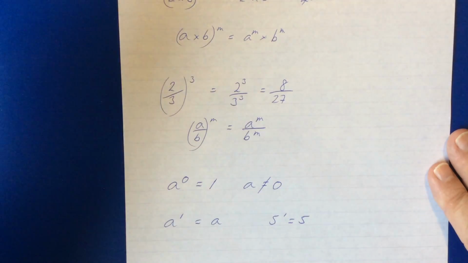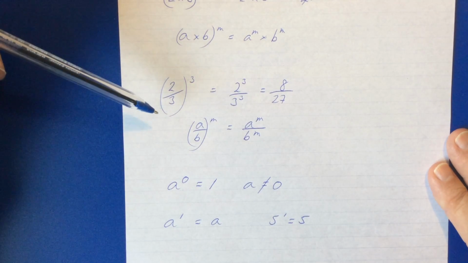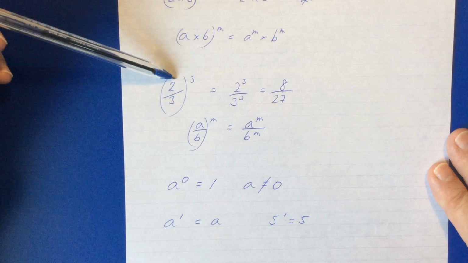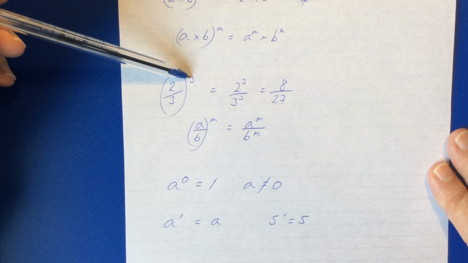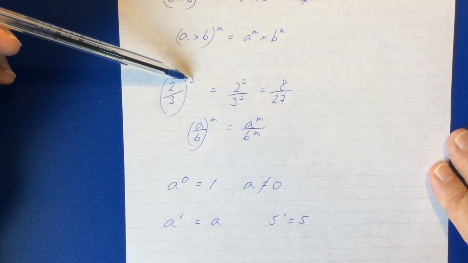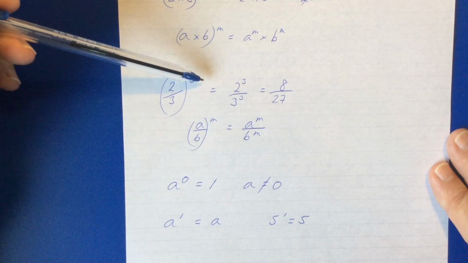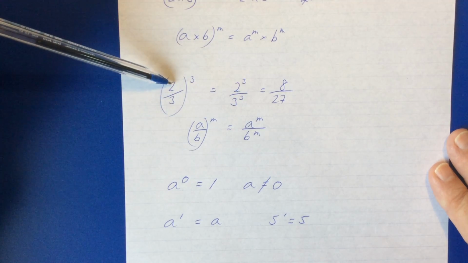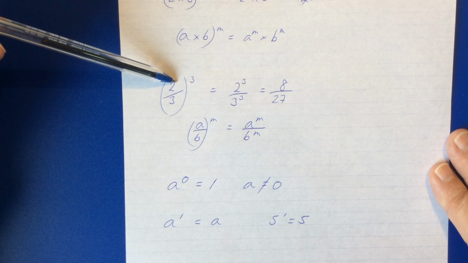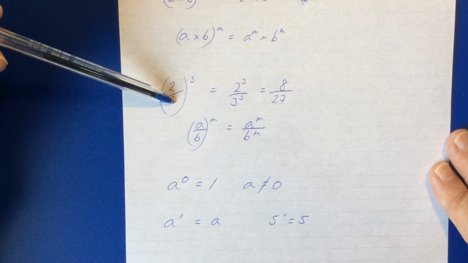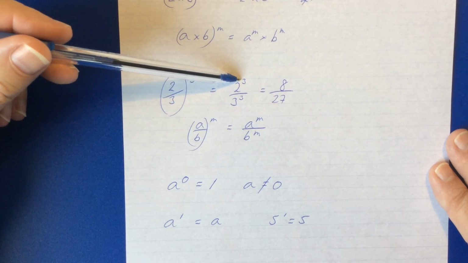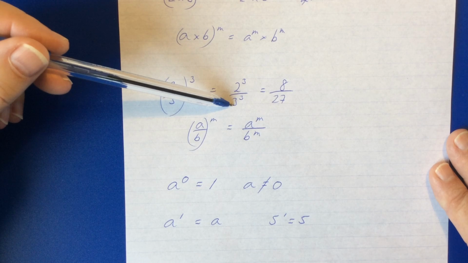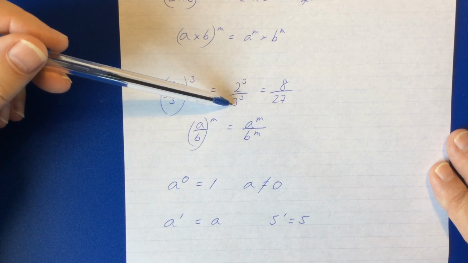Now, we have a few more. This is one that sows real confusion. You've got a fraction here, and you have an index here. It doesn't need to be confusing if you just think that what it means is this. It means that it's the top of this fraction, the numerator, and the bottom of this fraction, the denominator, to the power of 3. So 2 to the power of 3 divided by 3 to the power of 3, or over 3 to the power of 3 if you want.